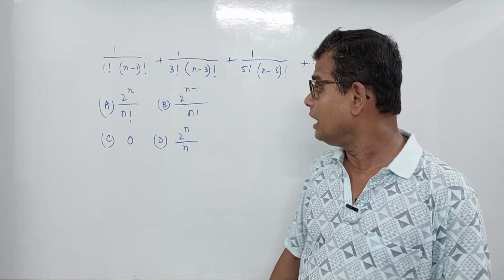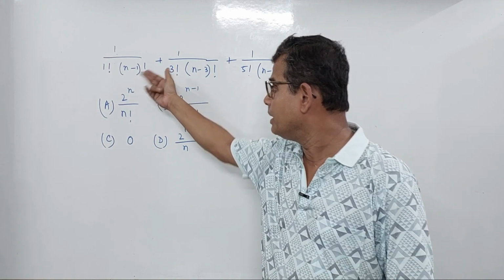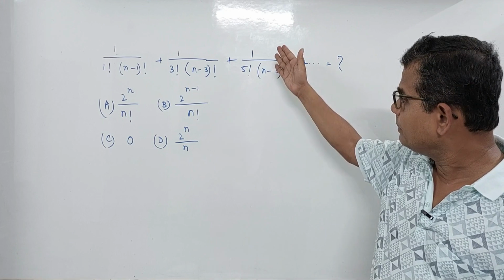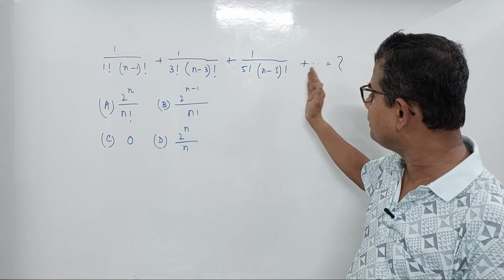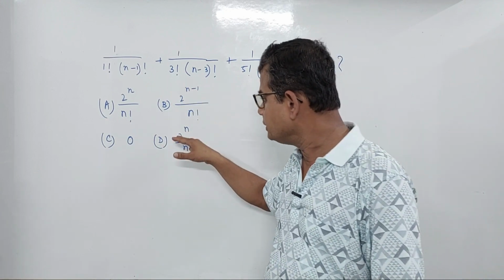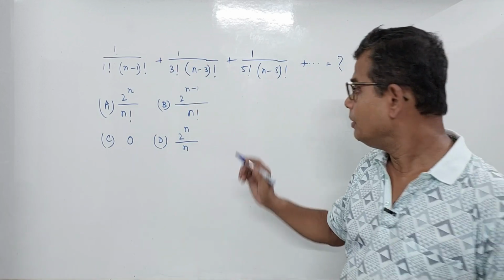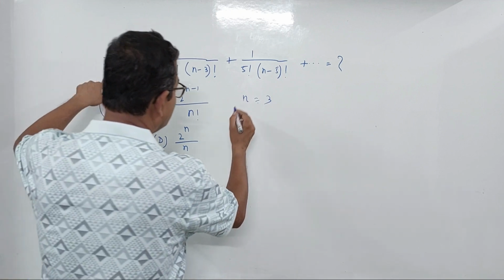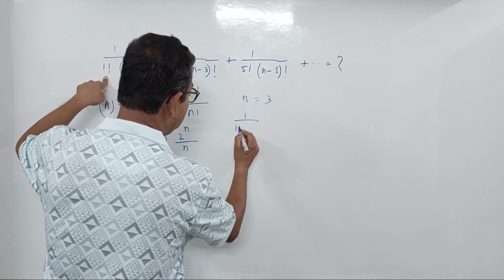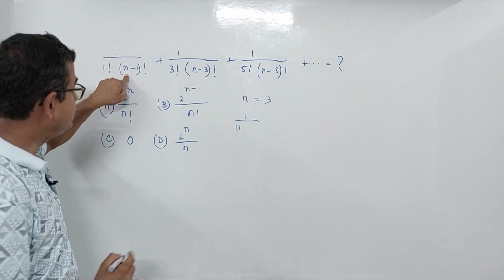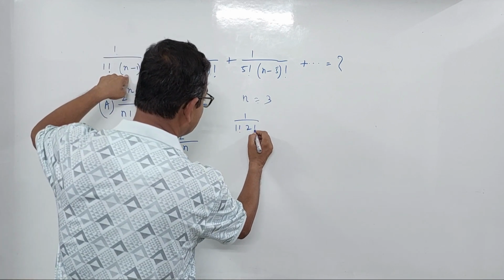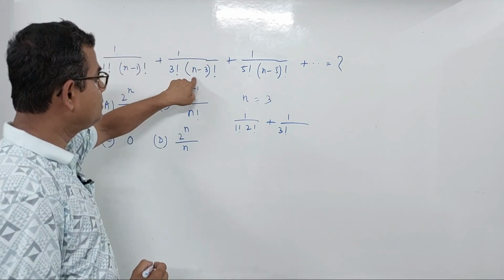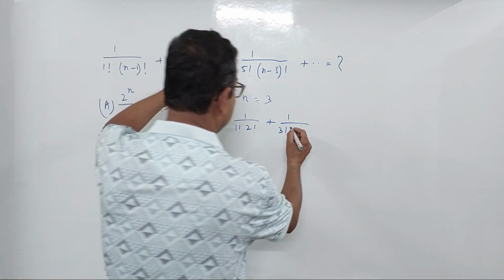One more interesting sum: 1 by 1 factorial into (n minus 1) factorial plus 1 by 3 factorial into (n minus 3) factorial plus 1 by 5 factorial into (n minus 5) factorial plus dot dot. Which of the following 4 options is the value of this expression? Now put here n equal to 3. So we get 1 by 1 factorial into (n minus 1), that is 3 minus 1, that is 2 factorial, plus 1 by 3 factorial into 3 minus 3, that is 0 factorial.